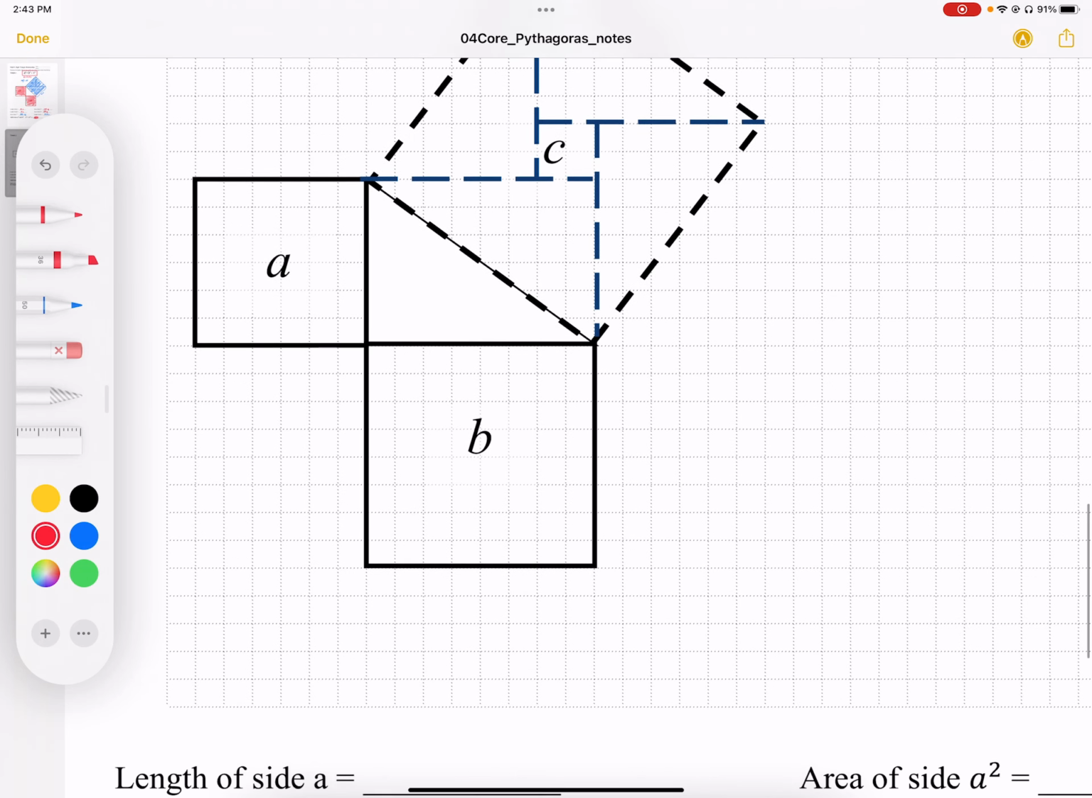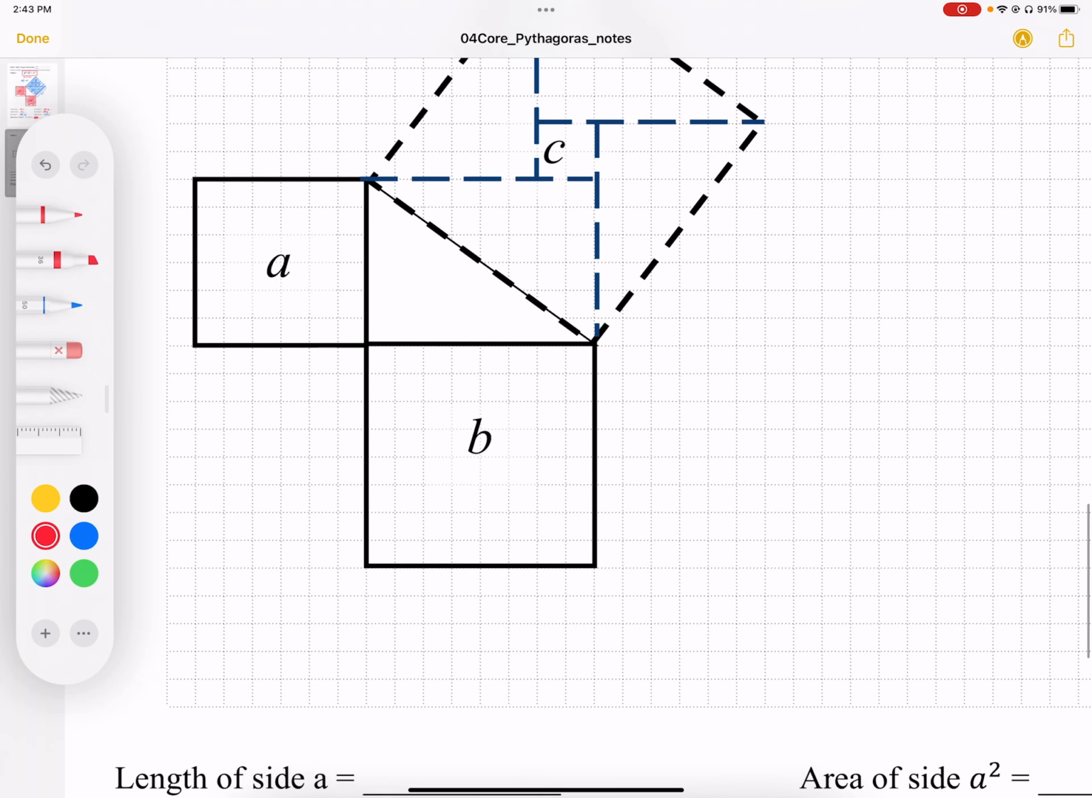And then for b squared, we need to count that b. 1, 2, 3, 4, 5, 6, 7, 8, has a side length of 8. So b squared equals 64 squares. So 8 times 8, or 8 squared, gives me my 64 squares that I'm looking for. So there's 64 squares.